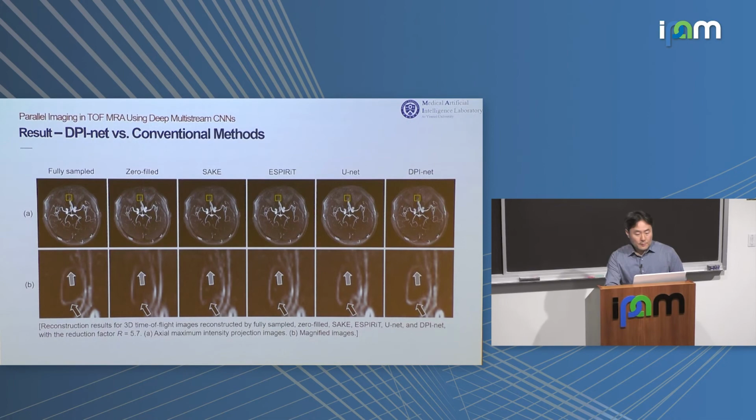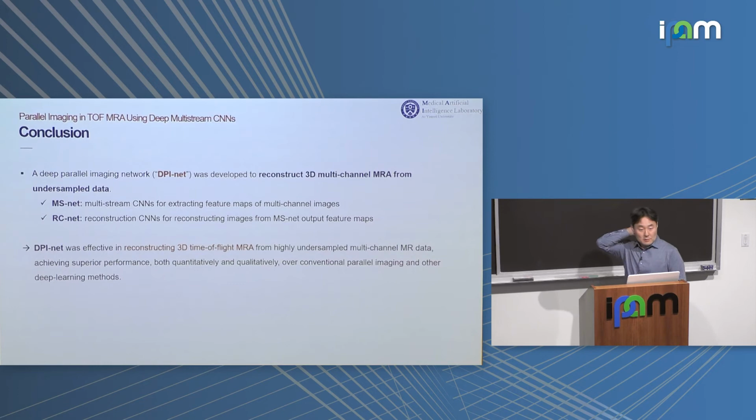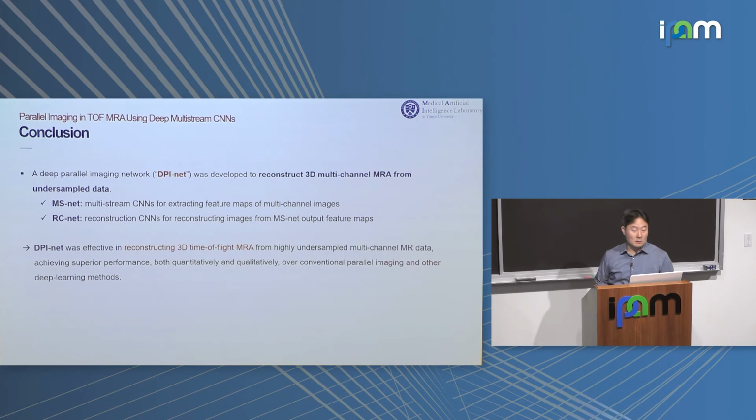Right, this is another example. Okay, and I will skip those. All right, so the conclusion for this parallel imaging is we can develop the multi-stream network, and that can lead to better reconstruction compared to the single stream or other conventional methods. Right, and what's next?